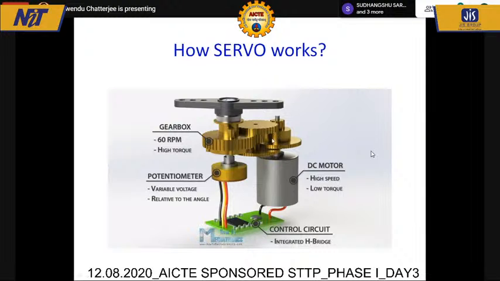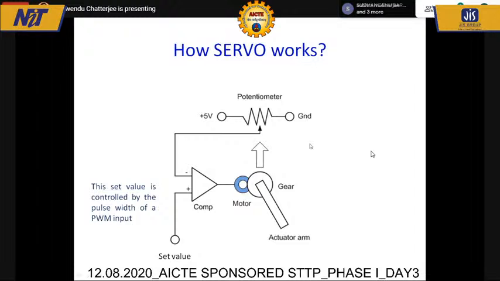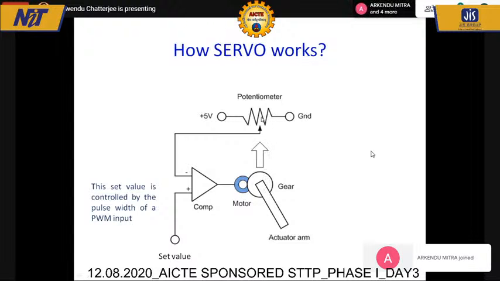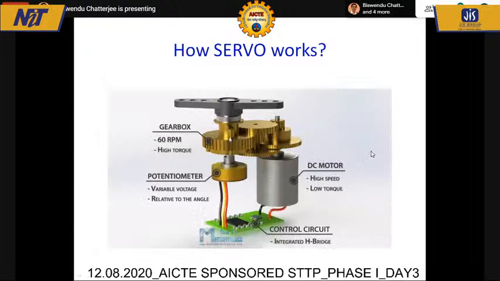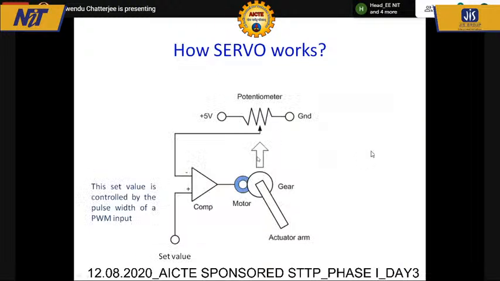Now if you go to a basic circuit diagram, this potentiometer is controlled by the main shaft of the servo. Directly, this potentiometer is connected to the main shaft. And there is a set value. Suppose this set value is 4 volts. Now the potentiometer's one end is connected to ground, simplest. Another end is connected to 5 volt.